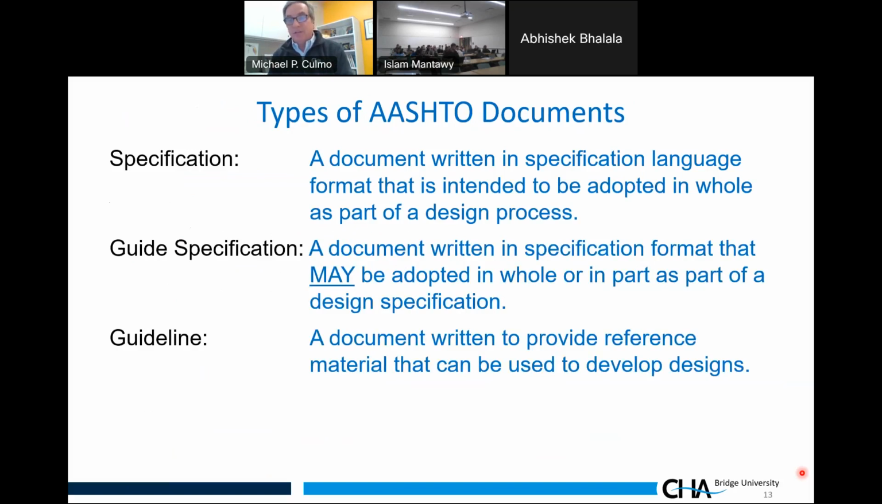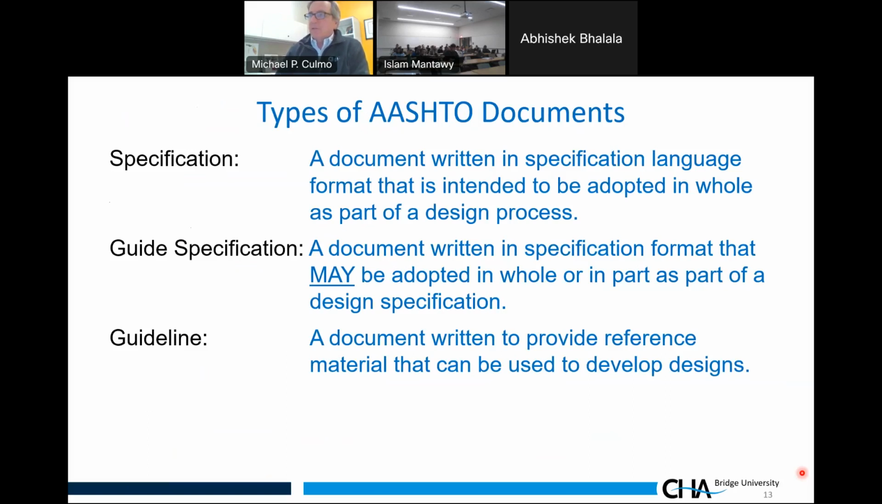Although a DOT can override a specification, they can choose to say, well, we're not going to follow this provision, we're going to follow a different provision. But by and large, bridge engineers who are practicing, if you're using a specification, you have to follow what's in the specification. The only time you vary from that is if a DOT says we waive this provision, or here's an alternate provision for a certain thing. And that does happen. The next thing is a guide specification, which is a document written in the same format that may be adopted, and I underline may, in whole or in part as part of a design specification.